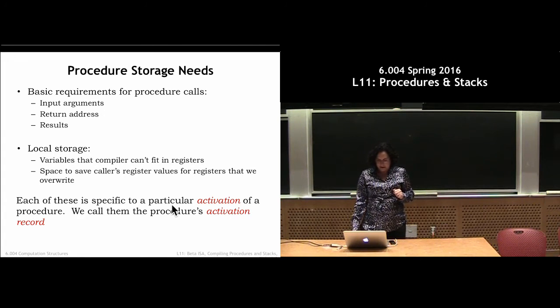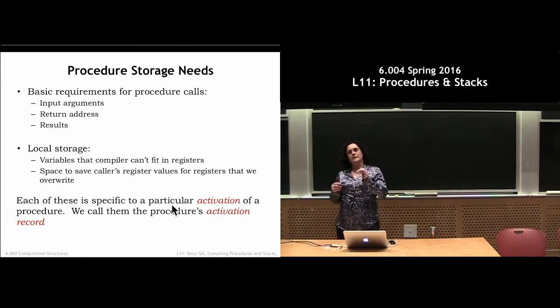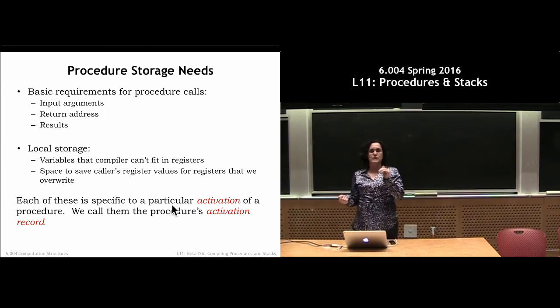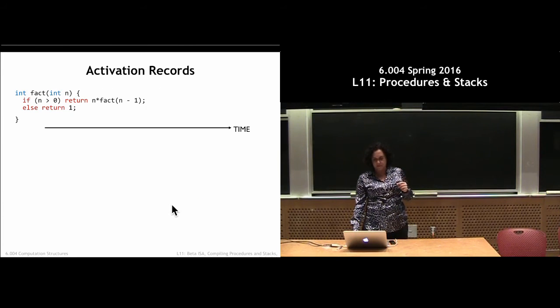What we're going to do is basically create a portion of memory that's associated with every single instantiation of a procedure call. And what we call that is an activation record. So let's look a little bit in more detail into what will actually make up an activation record.